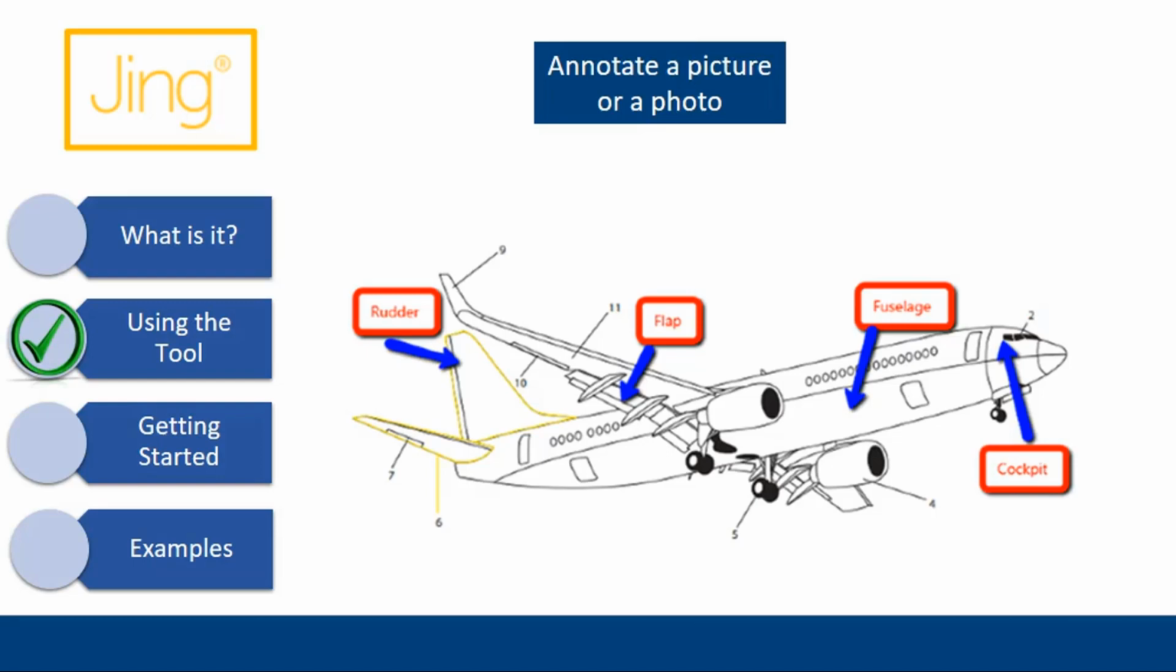Here is a photo of an airplane. The 4 labels and blue arrows were added after the diagram of the airplane was captured. You could design a diagram like this and insert it into an exam or a slide presentation.